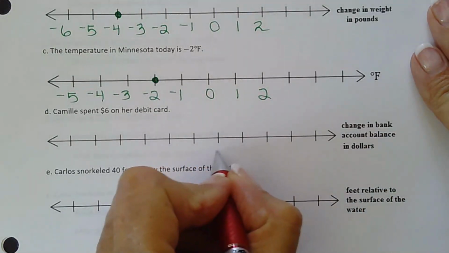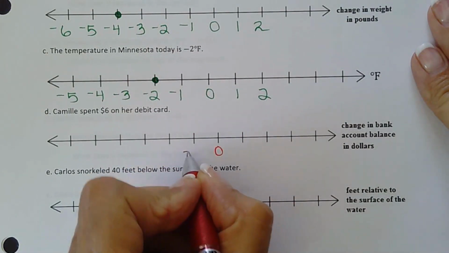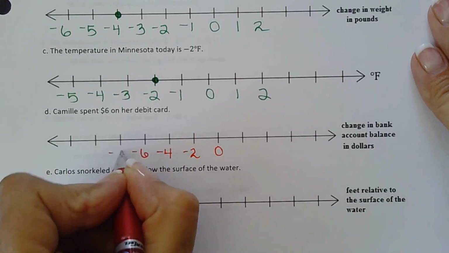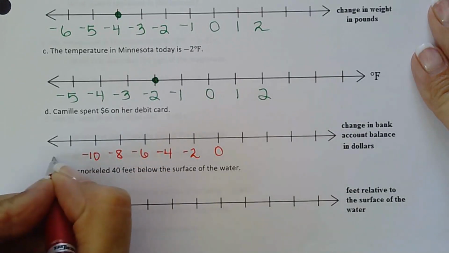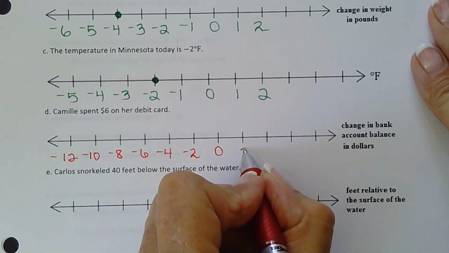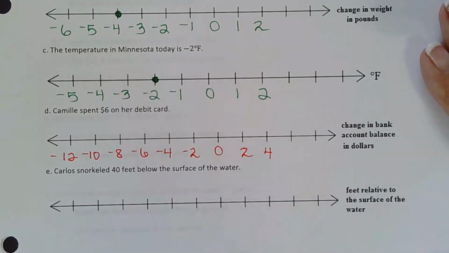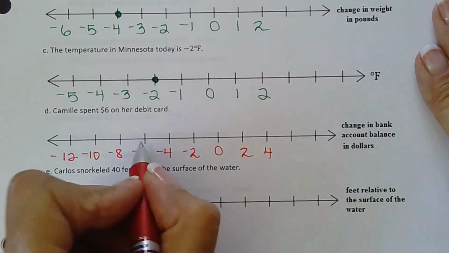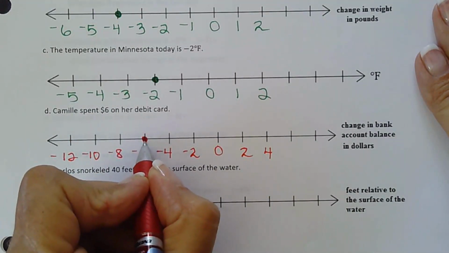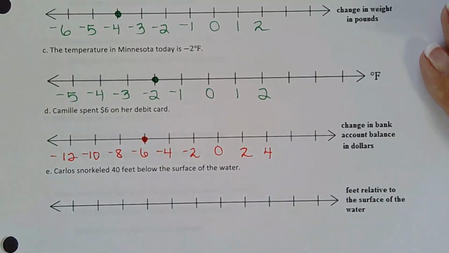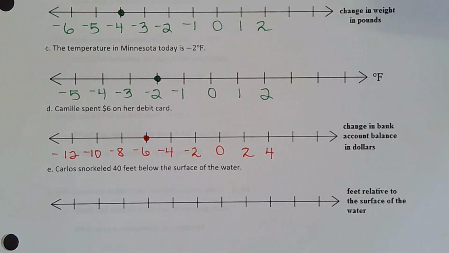So this would be a good one maybe to do by twos. Negative 2, negative 4, negative 6, negative 8, negative 10, negative 12, and then we can do 2 and 4 here. As long as we're consistent, we can count by whatever we want. So I'm consistent the entire length of the line going by twos. So spent $6 would be her account balance went down $6, or decreased by $6.